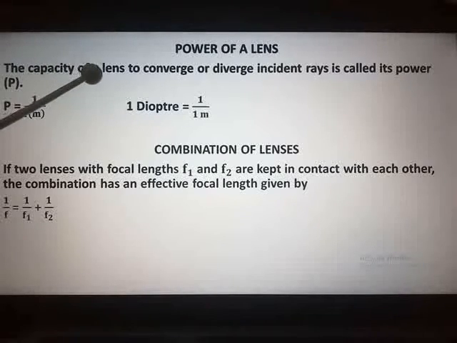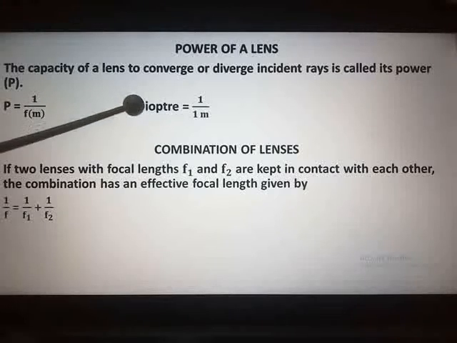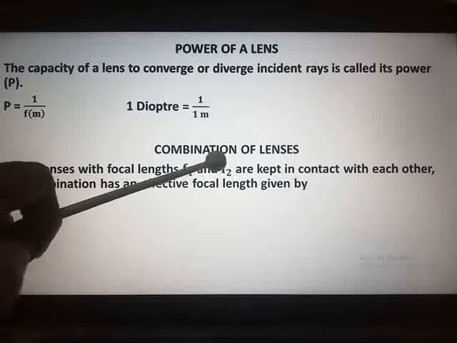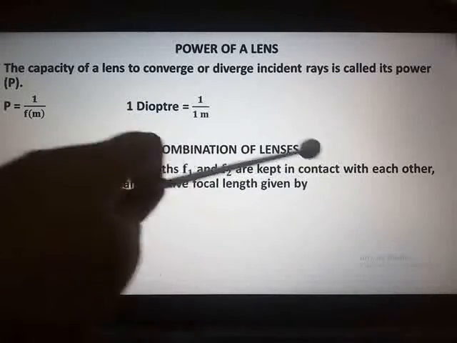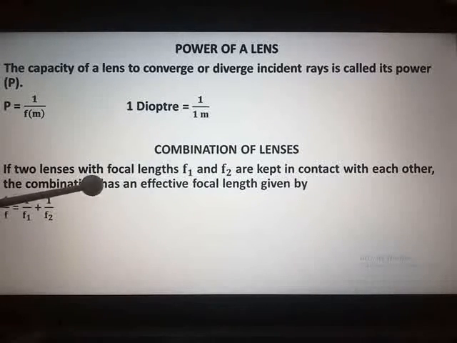The capacity of a lens to converge or diverge incident rays is called its power, denoted by capital P. The formula is P equal to 1 upon focal length in meters. For 1 diopter power, it is 1 upon 1 meter. Combination of lenses: if you take two lenses with focal lengths f1 and f2 kept in contact with each other, then the combination has an effective focal length given by 1 upon f is equal to 1 upon f1 plus 1 upon f2.